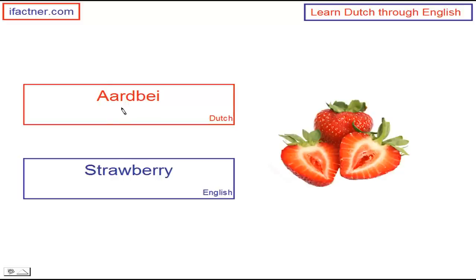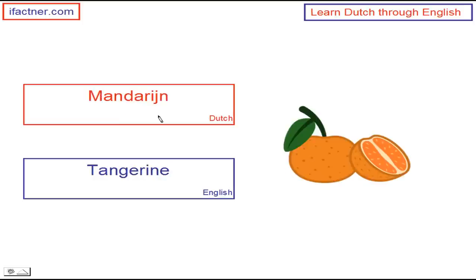Strawberry is called aardbei. A-A-R-D-B-E-I, aardbei. Tangerine is called mandarijn.